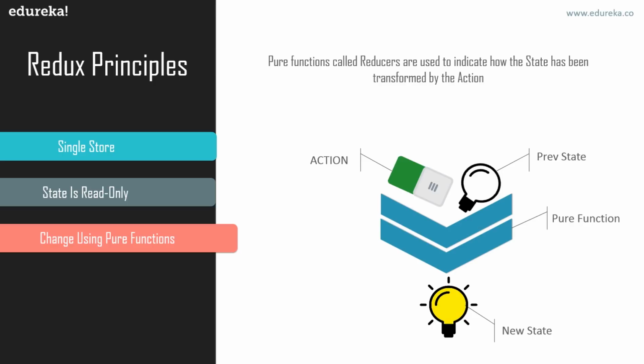So you can say the combination of the previous state and this action is the reducer. They take the previous state and an action and return the next state by using a pure function. This pure function is called a reducer over here. Please remember to return a new state object instead of mutating the previous state.